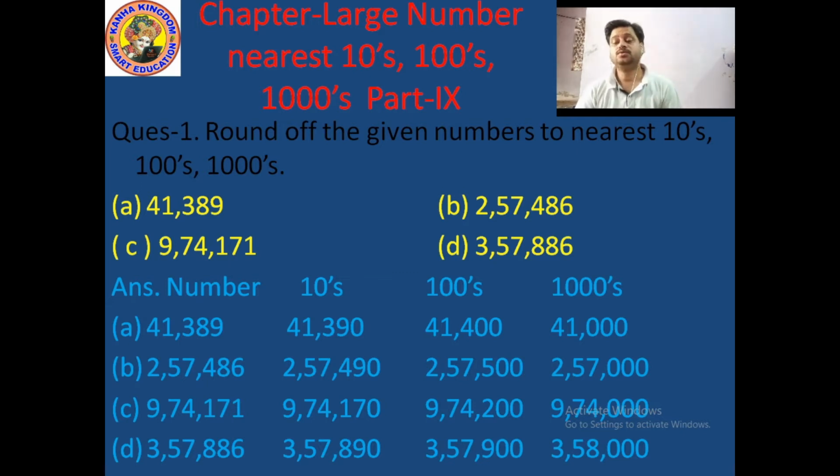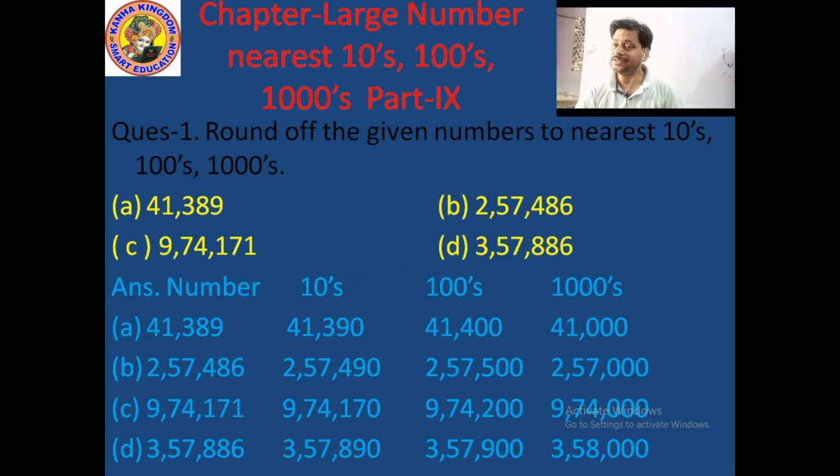Okay, so the first question of this activity is: round off the given number to the nearest 10, 100 and 1000. So the first part is 41,389. First is nearest 10.